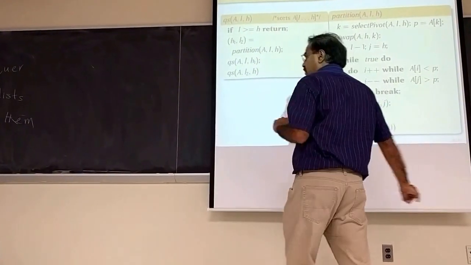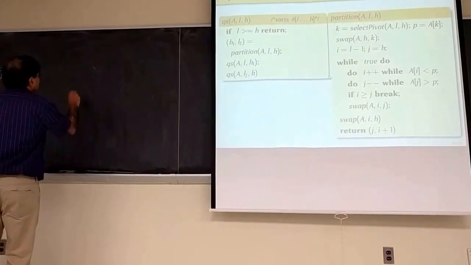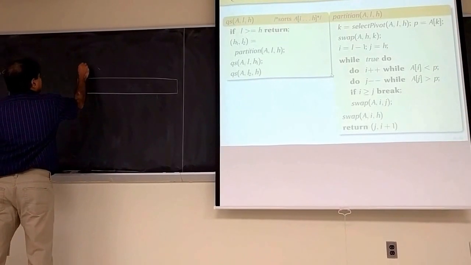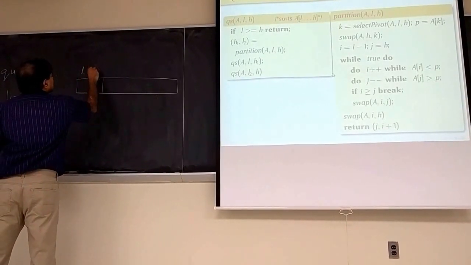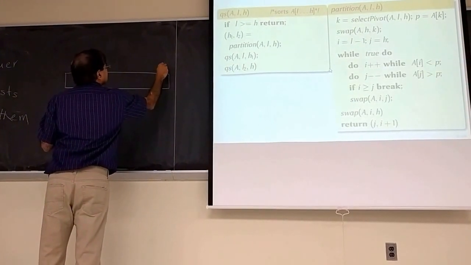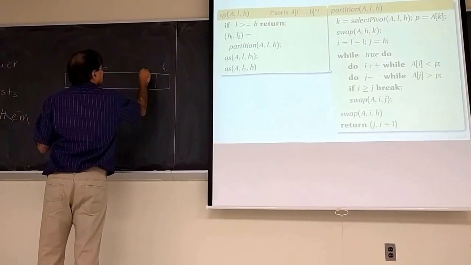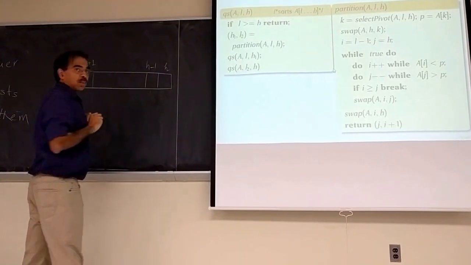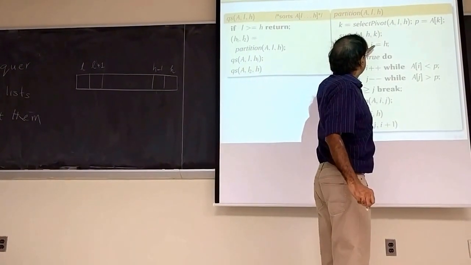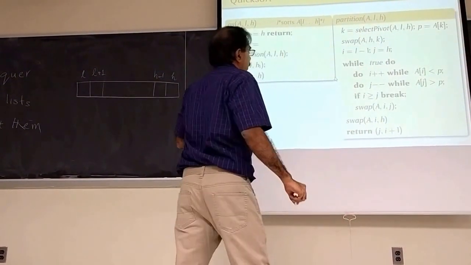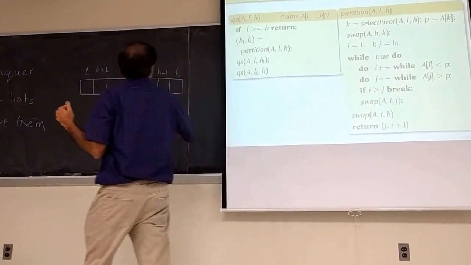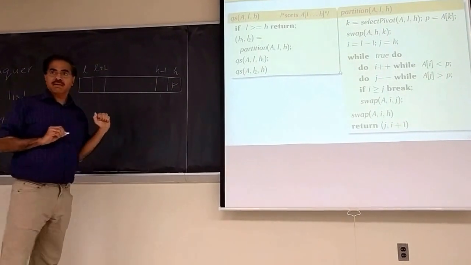And then, so this is location L plus 1, this is H minus 1, and so on. So after this swap has been done, the pivot value has been put in the last location. So you know that P is sitting here.